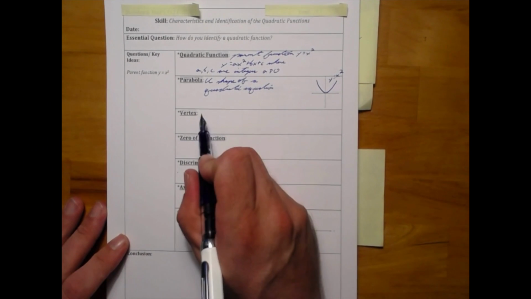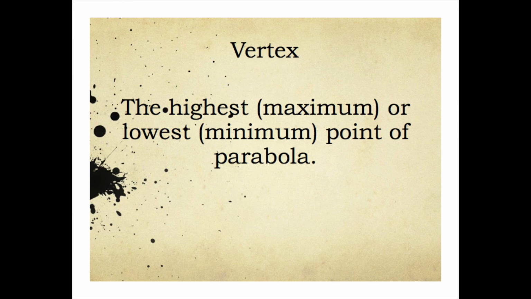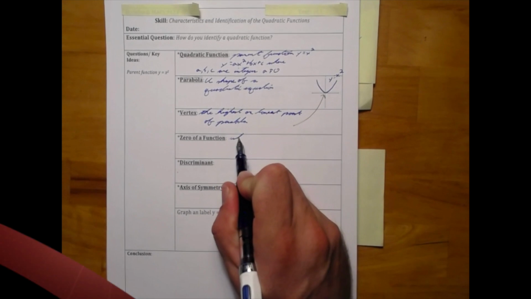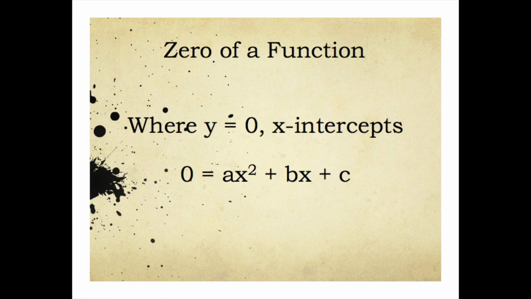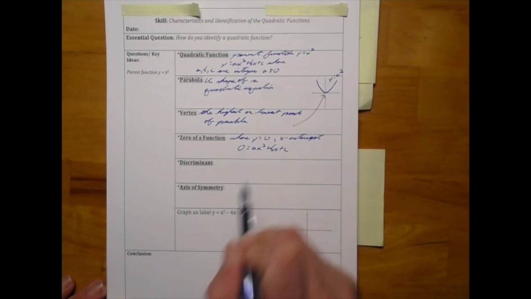That parabola is going to have a very top or very bottom. That highest or lowest point in the parabola is called a vertex. When y is equal to 0, that graph will cross the x-axis, its x-intercepts. That is the 0 of a function, or when 0 is equal to ax squared plus bx plus c.